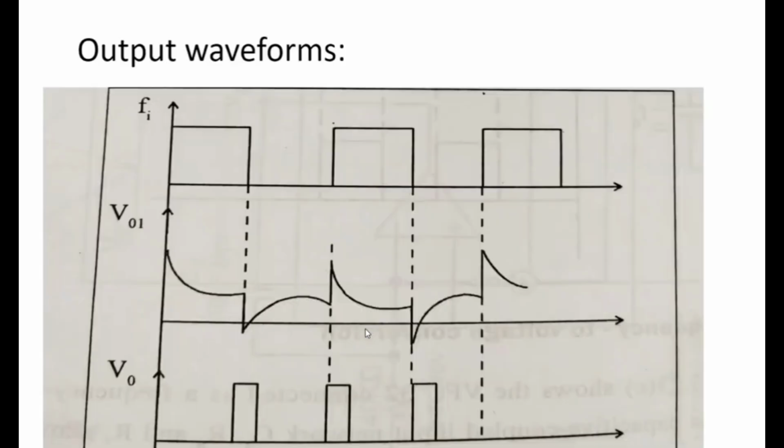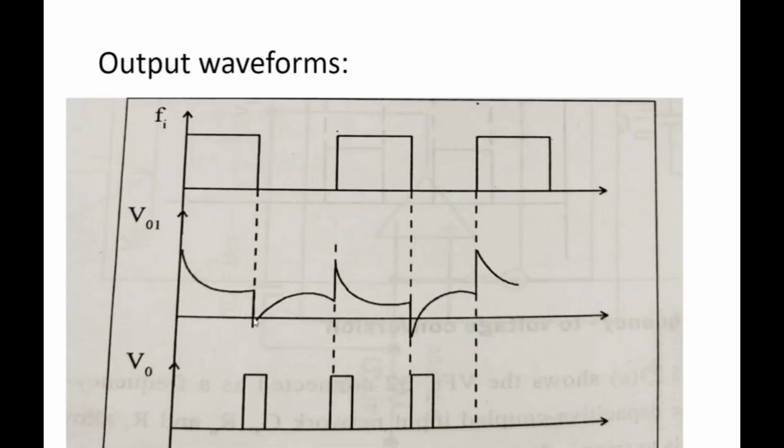So this is my output waveform of the frequency to voltage converter. At the negative spike of V01, I am getting an output.